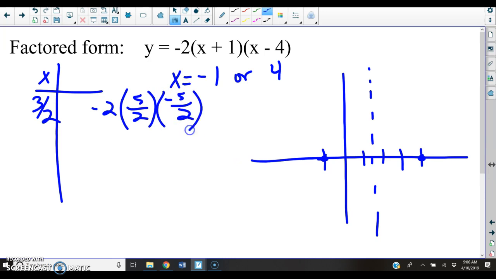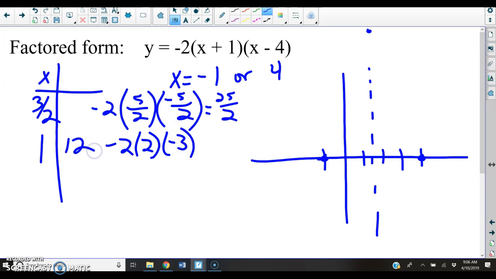And if you remember, that happens with your vertices. So this is going to become +25/2. Okay, so that's way up here at 12.5, if you'd like. So now I'm going to try 1. So it'll be -2 times 2 times -3. That looks like +12. So it's coming down a little bit, but it didn't go over very far either.